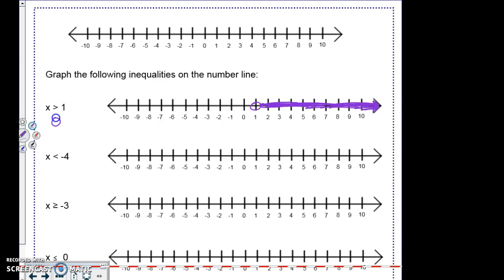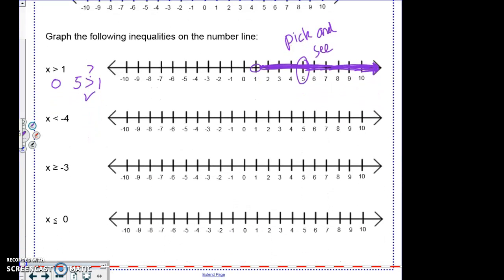And if you're ever unsure that you're shading the right way, you can always pick a number and check to see if it's a solution. So what's a number that I shaded in? I don't know, let's pick 5. So we're going to substitute that into my inequality, just like you would an equation, and you ask yourself, is 5 greater than 1? And if the answer is yes, then you know that you shaded the right way. So that's always something you can do if you feel like you need to check.